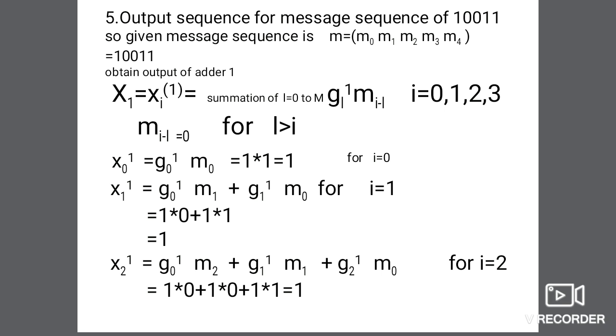The output sequence for the message sequence 10011. So the given message is m0, m1, m2, m3, m4, which is 10011. First we obtain the output of adder 1. It is simply the summation over l from 0 to m of g_l^(1) m_(i-l), and we can use i equal to 0, 1, 2, 3 also, and m_(i-l) is equal to 0 for l greater than i. First, we calculate x0^(1) for i equal to 0.